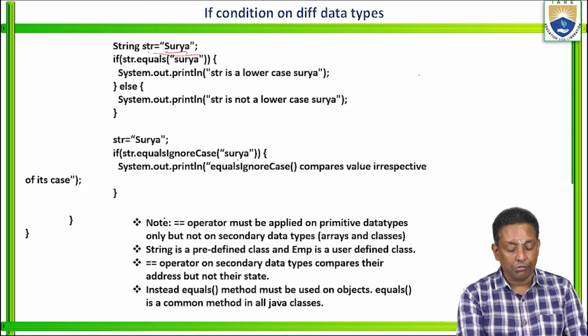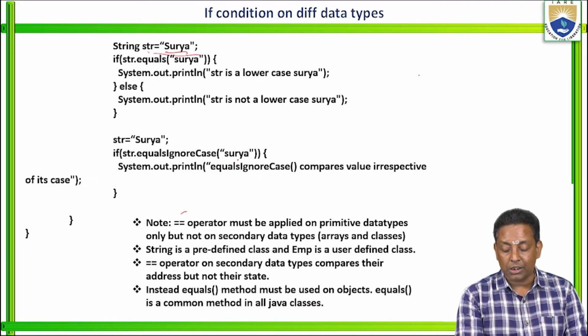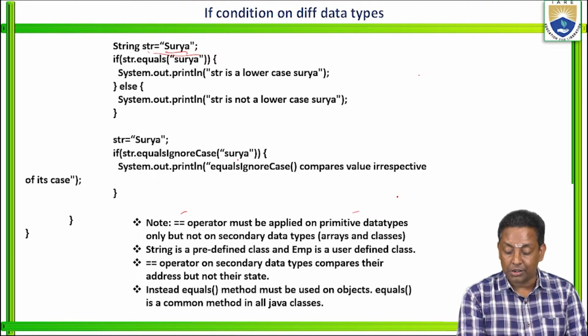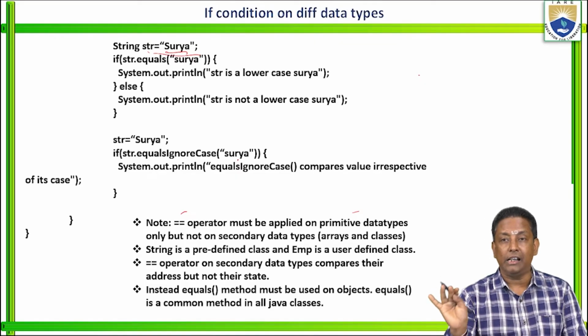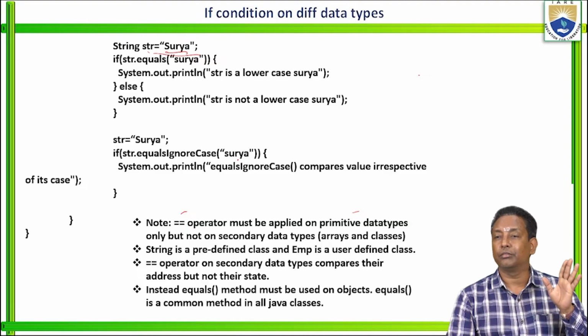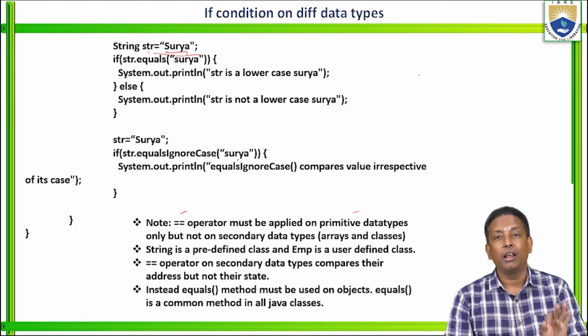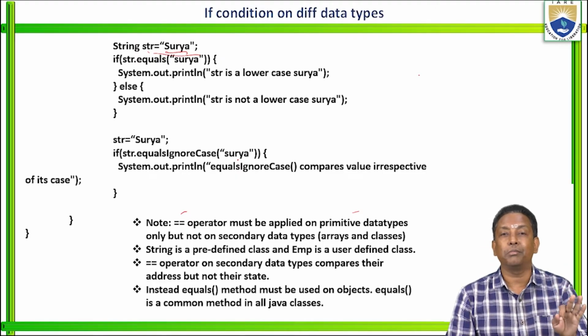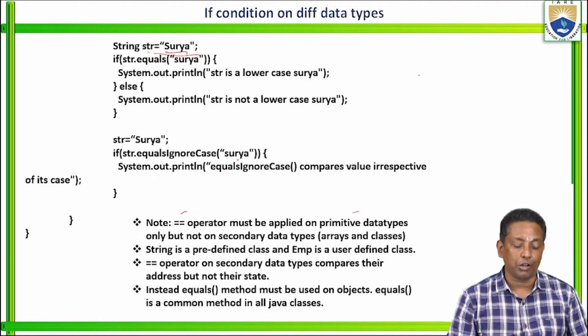Here I've written some important points. Note: the equal to operator must be applied only on primitive data types. Once again, the equal to operator must be applied only on primitive data types, that means byte, short, int, long, float, double, char, boolean. We can use the equal to operator only on these 8 primitive data type variables or values but not on secondary data types. What are secondary data types in Java? Classes and arrays.